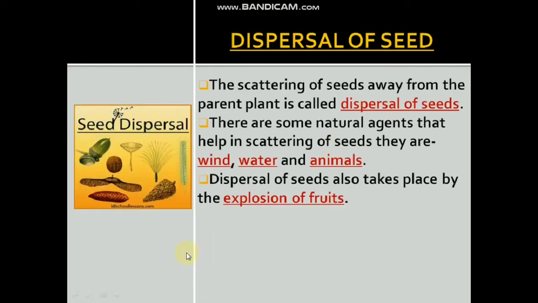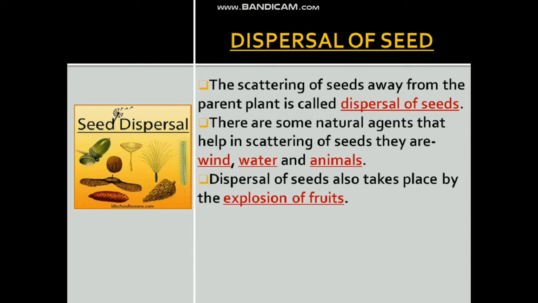Now our next topic is dispersal of seed. Now I want to ask you one question: what will happen if all the seeds of the parent plant fall down there only? If they get suitable conditions for growth, they will start growing again into a plant. So dispersal of seed takes place. Through dispersal of seed, the seeds are scattered. The scattering of seeds away from the parent plant is called dispersal of seeds.